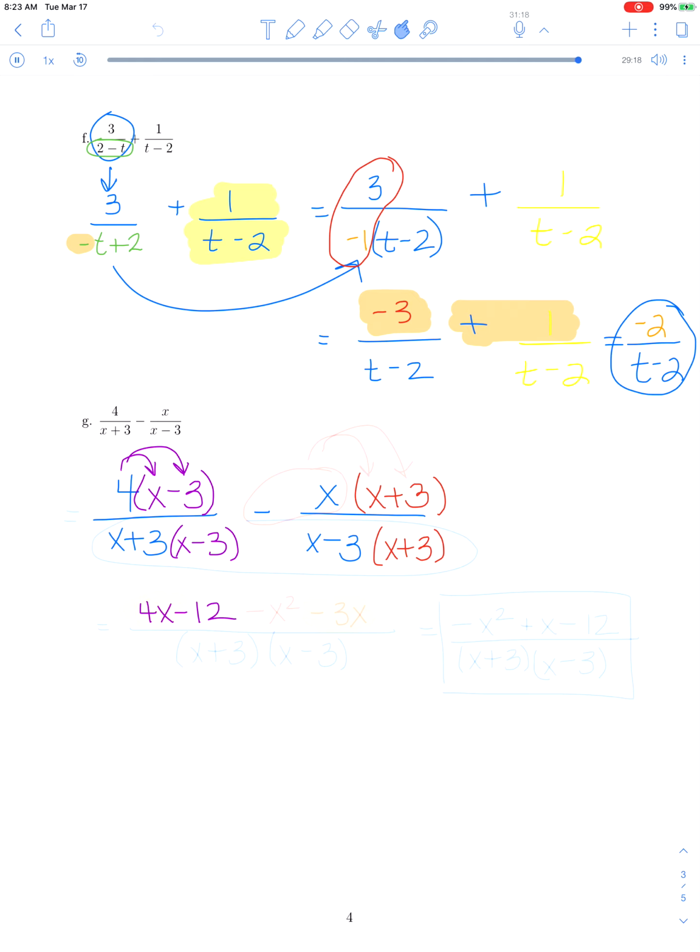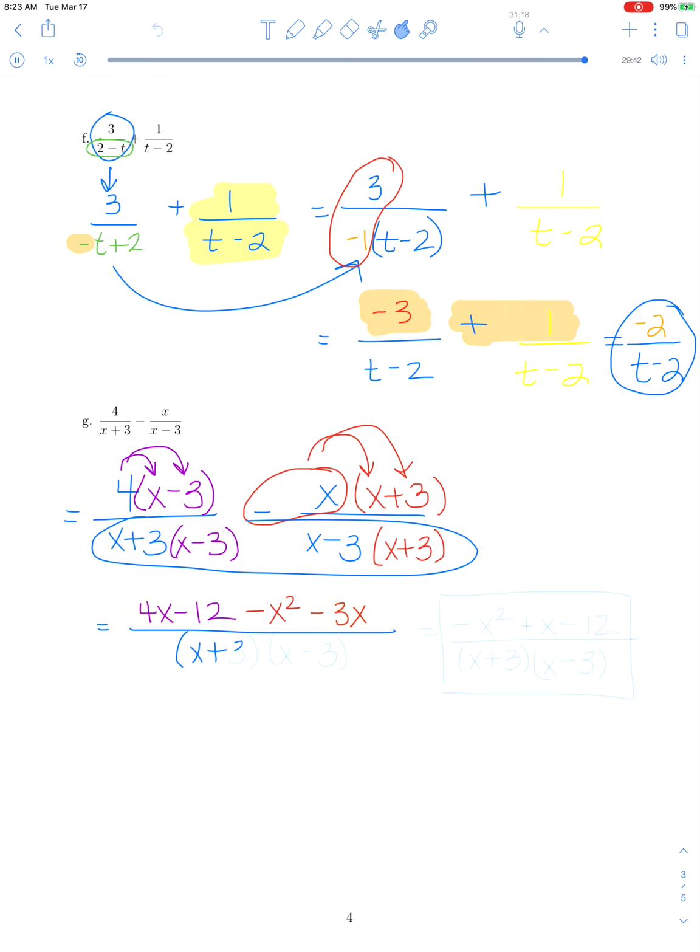Notice on this one, it would mean that I'm going to distribute not just an x, but a negative x, which would get me a negative x squared minus 3x. But at least I could write it as one big fraction because they would have the same denominators. This would be an x plus 3 and x minus 3. And then all I need to do is combine my like terms. Well, my like terms on this one are only the 4x and the negative 3x.